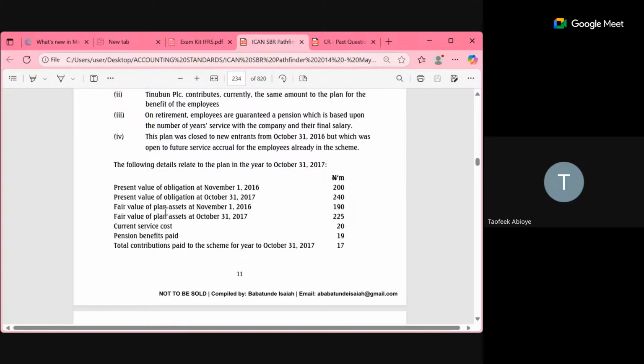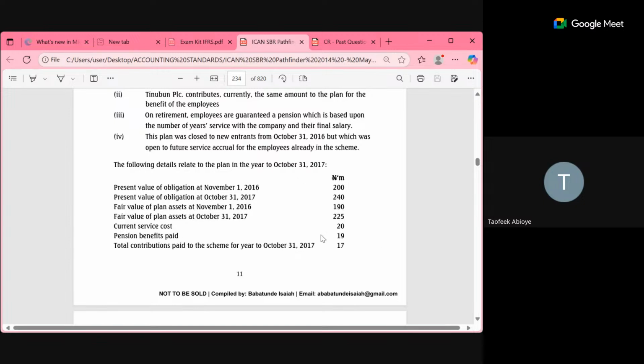Now, fair value of plan assets on November 1st, 2016, that's the opening. Then the fair value of plan assets on October 31st, 2017, that's the closing. Now, we have current service cost. Just like I said earlier, it is a cost that will increase our defined benefit obligation as a result of the employee spending more years in the company. So it will increase our present value of obligation.